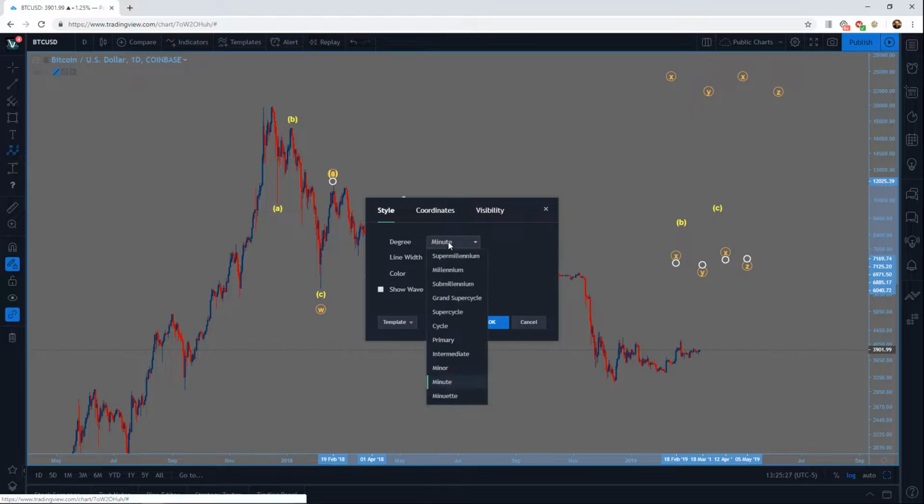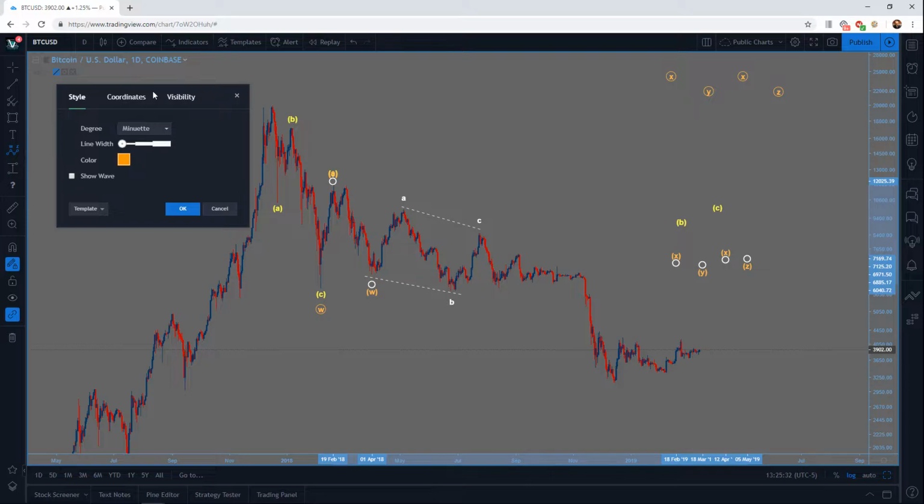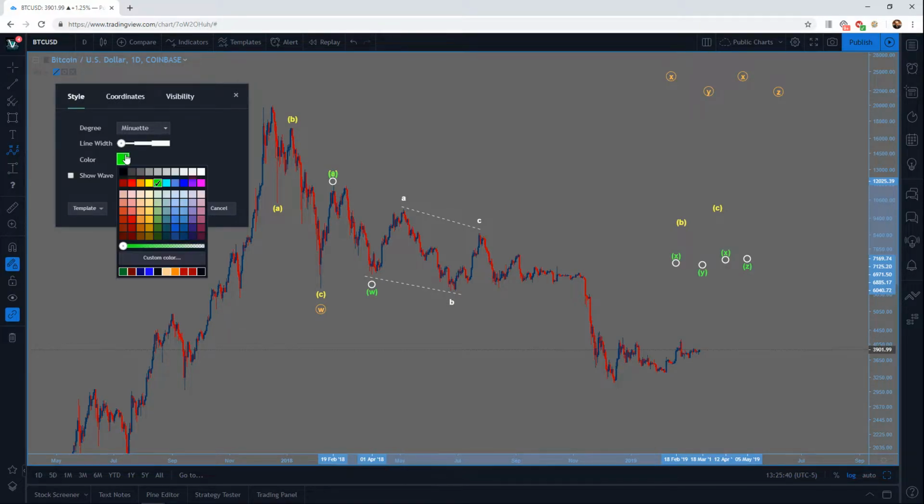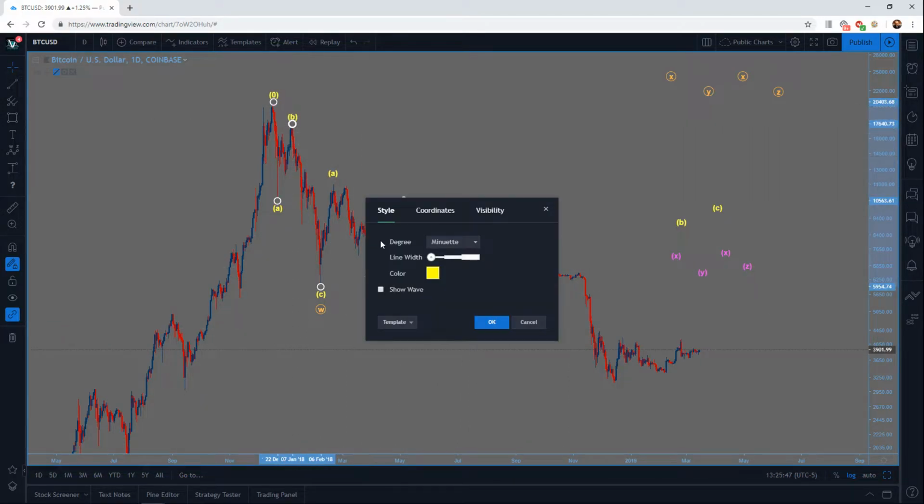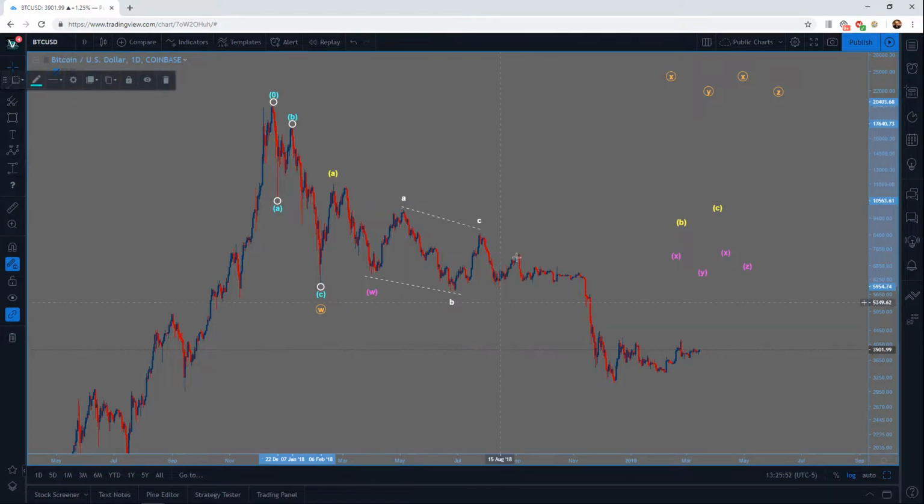And we'll take this one down. Just like that. And it can be pink. So since I'm counting this as a larger move of what I consider an impulse, I'm going to go ahead and make it a brighter color. And we will do our stronger impulsive moves in the cool tones and the corrective moves in warm tones.